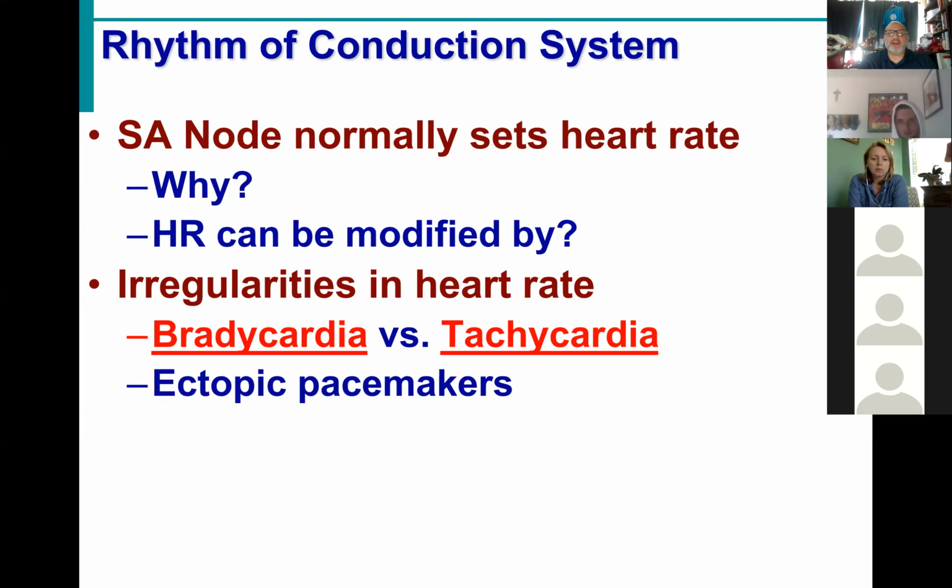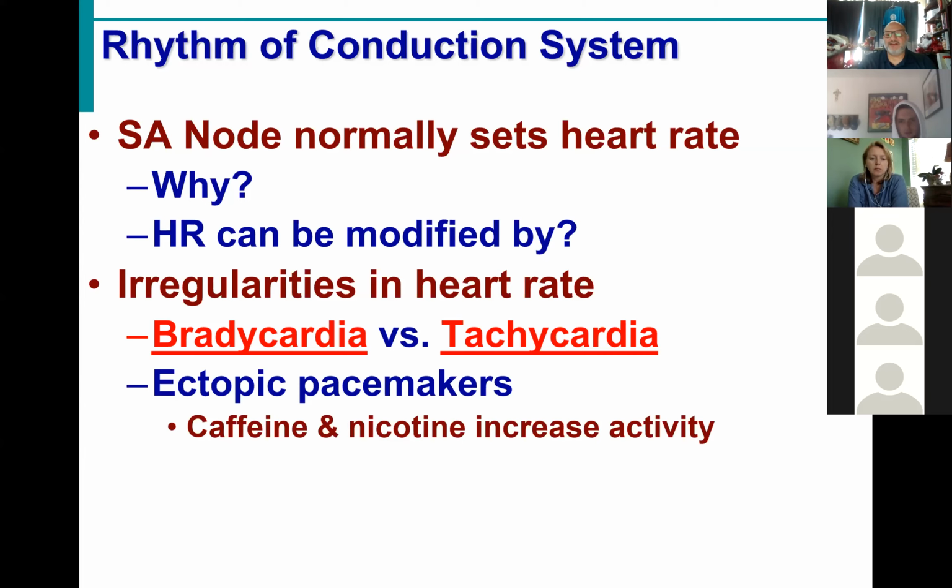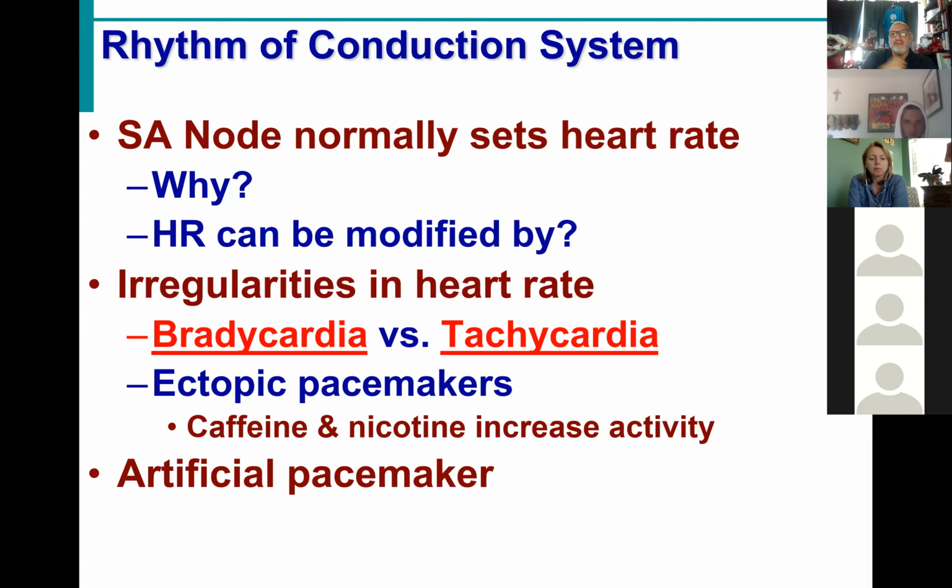As we talked about, we can have things like ectopic pacemakers. Those are things like we talked about, like caffeine and nicotine that can artificially increase the activity. And as we also talked about, if there's problems with the conductive system, we can actually have artificial pacemakers to help to regulate the activity of these conductive cells.